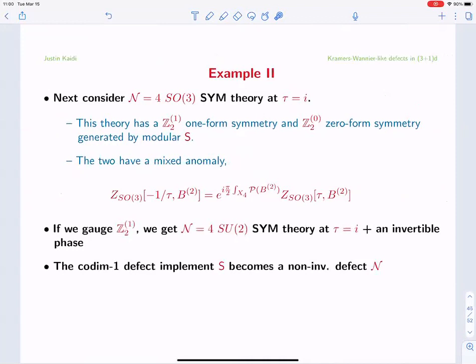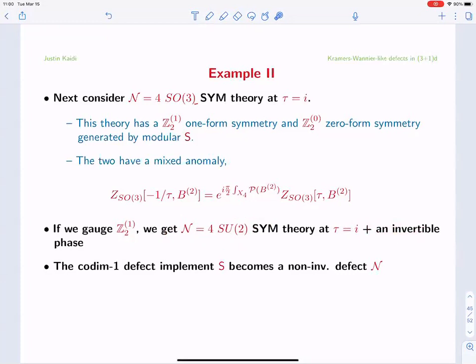So in particular, gauging the one-form symmetry takes me from N=4 SO(3) to N=4 SU(2) Yang-Mills at tau equal to i, technically up to an invertible phase. So for those of you who know, I should really be talking about SO(3) minus here. And so there'll be some invertible phase, but that's a subtlety.